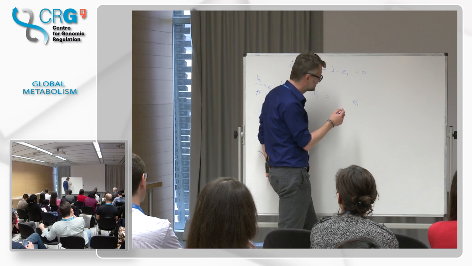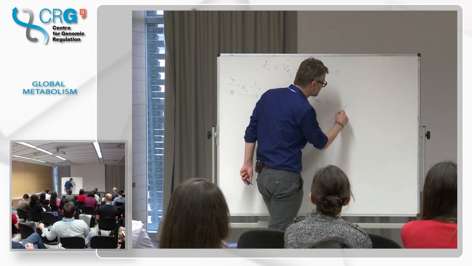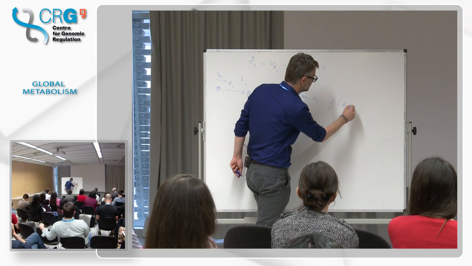Let's say, we'll do this afternoon, but you will have something like the kcat of this enzyme times some Michaelis-Menten function, whatever, with our A's and B's here, right? And we don't want this.